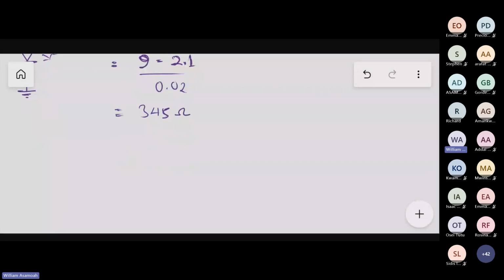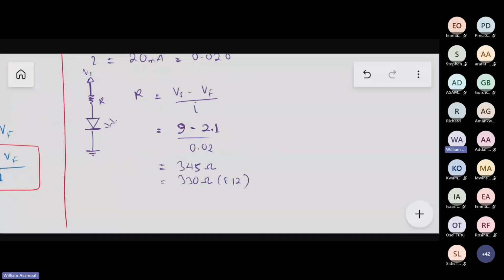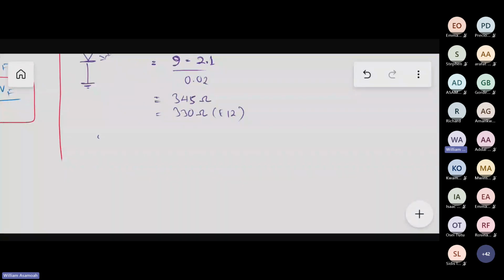So we are going to use 330 in the E12 values. Or you can say that you're going to use 330 plus a 15 ohm resistor in series. You connect them in series and then it works. Now, when we choose 330, we need to recalculate and see if the current will not be more than the I. So you recalculate I, and I will be 9 minus 2.1 over 330. Which will give us what?